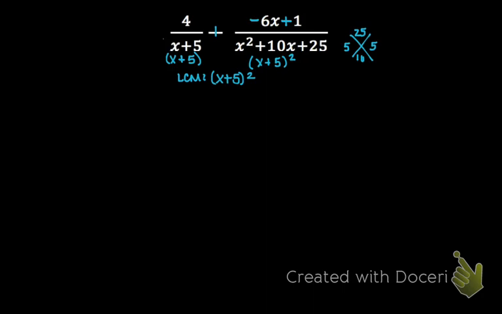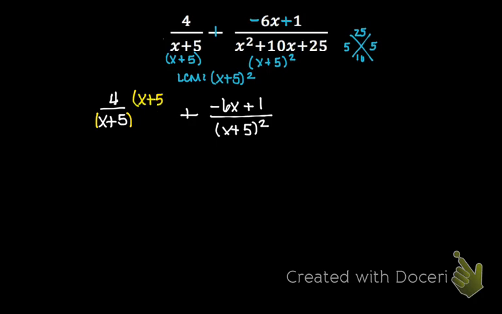All right. Now I'm going to go ahead and recopy this so we have a little bit of space here. Okay. So we have 4 over x plus 5 plus, remember we changed it to addition, -6x plus 1 over x plus 5 squared. Now, when I say multiply just by whatever's missing, this one has an x plus 5. I need it to be an x plus 5 squared, so that means I need another x plus 5. And so we're going to multiply numerator and denominator by x plus 5.